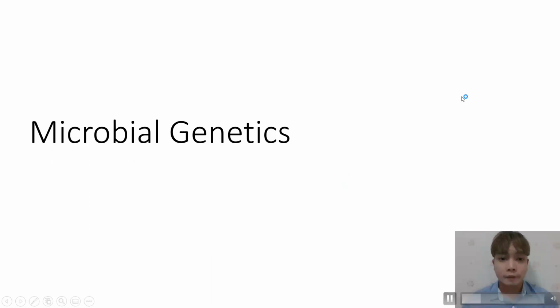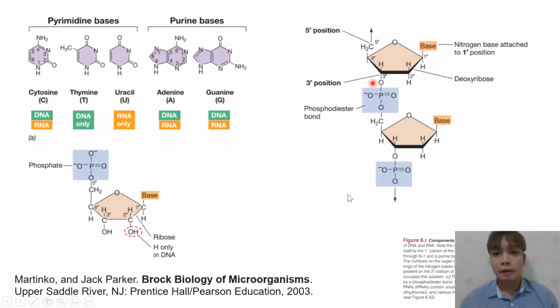And so, of course, the genetic material of the bacteria, we have the DNA. And the DNA is a nucleic acid. And the building blocks for nucleic acid are nucleotides. Okay. So for a nucleotide, we have three important components.